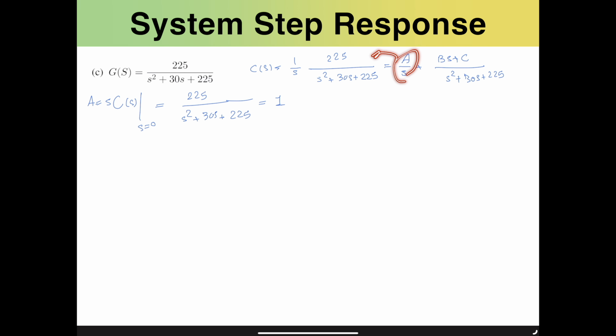Now, if I move this A over s to the other side of the equation, I can subtract that from the main equation fraction, and then I can come up with the remaining term.